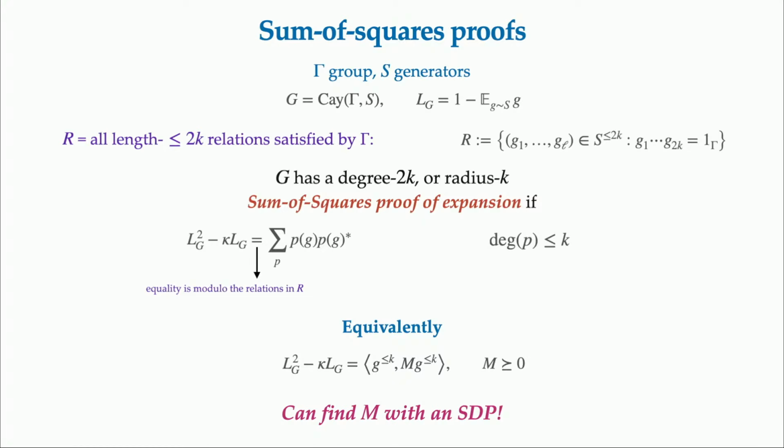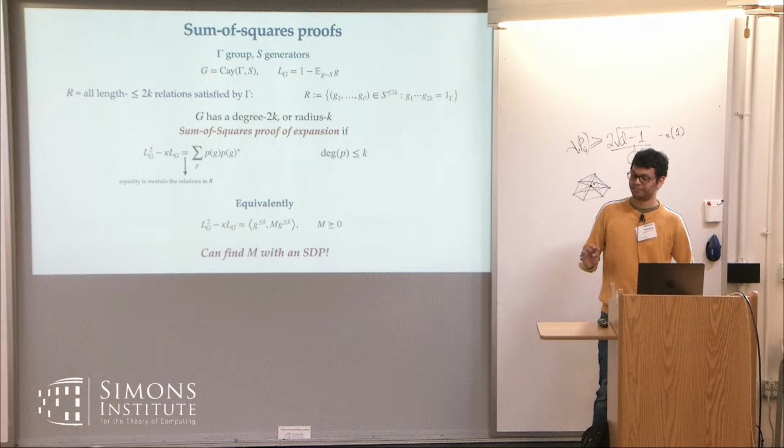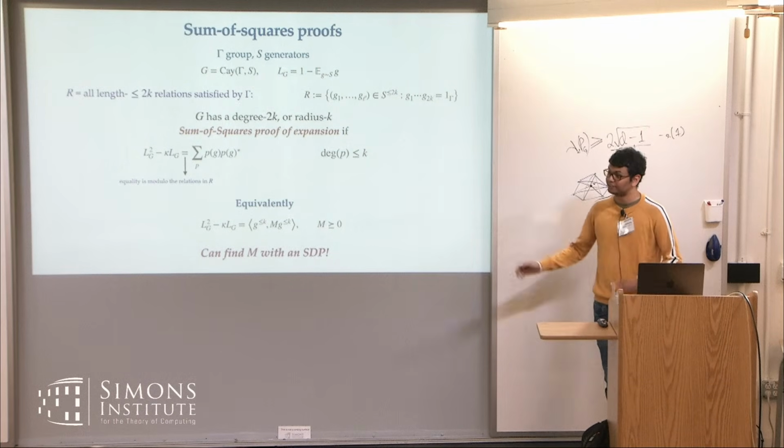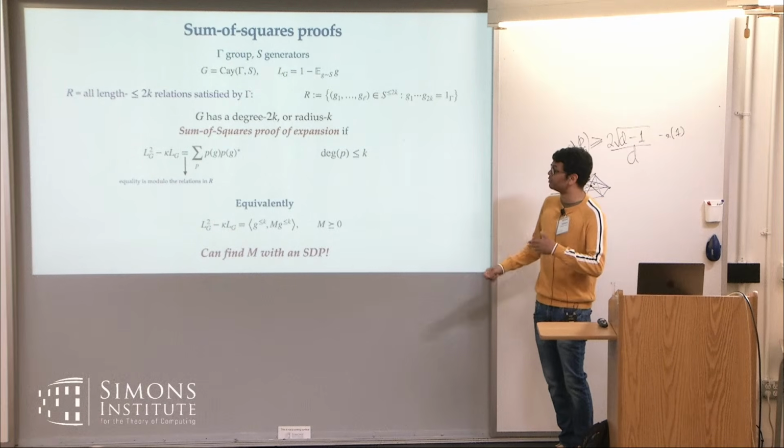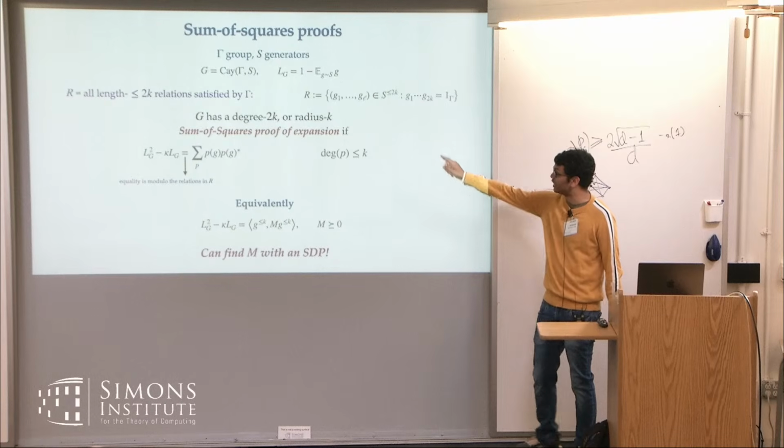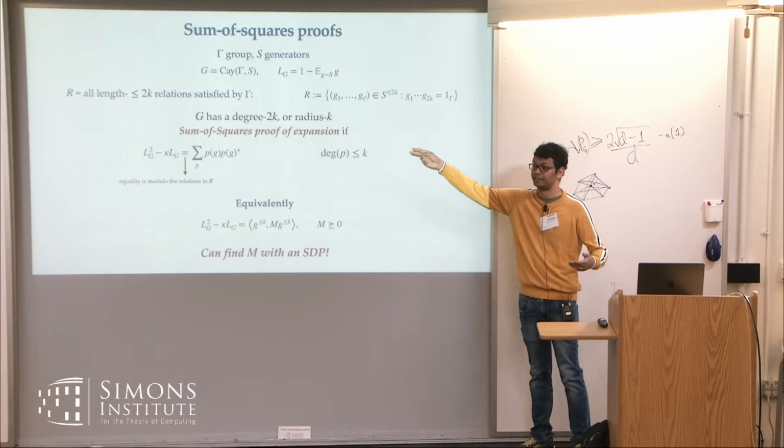But sorry, an even easier thing you could do is look at the link and check whether it's an expander, right? That's an even easier thing you can do. And this is a more general framework. So basically, the point is link expansion is like a radius 1 proof, or equivalently a degree 2 proof.